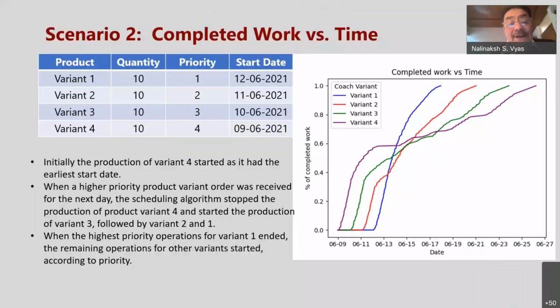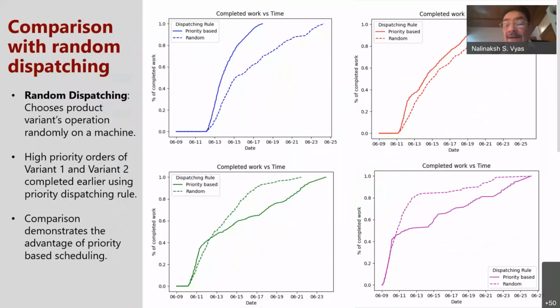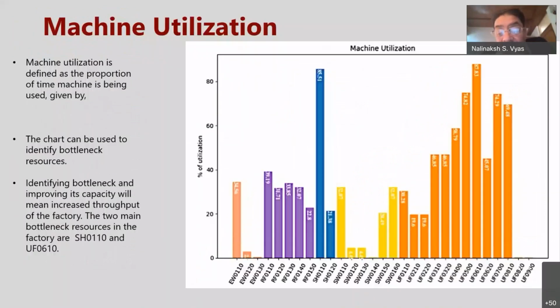Last couple of slides. Skip this. This gives you the machine utilization chart. This is quite revealing. You see that there are some machines like this SH110 whose utilization is quite high, and there are some machines where the utilization is quite low.